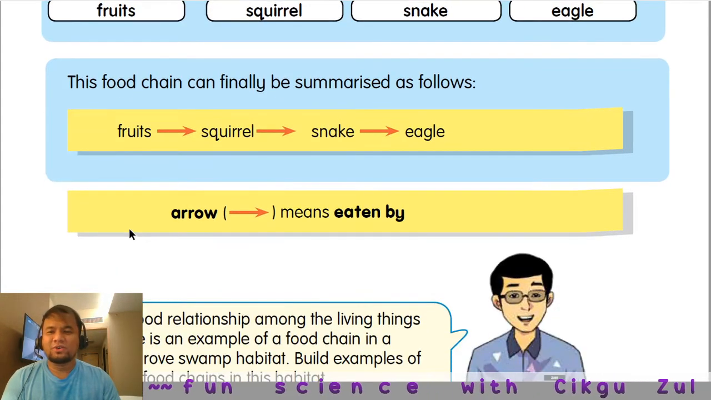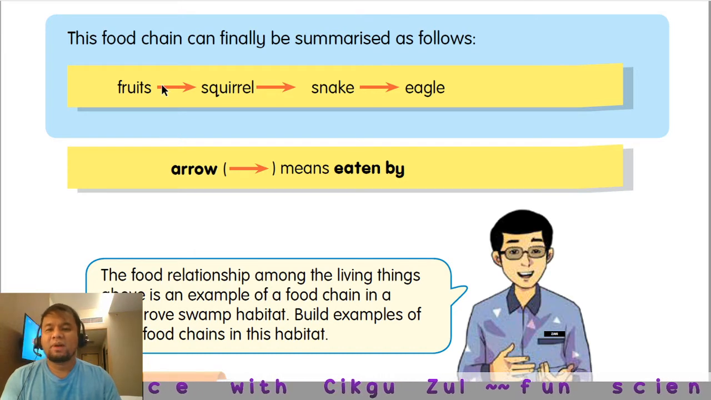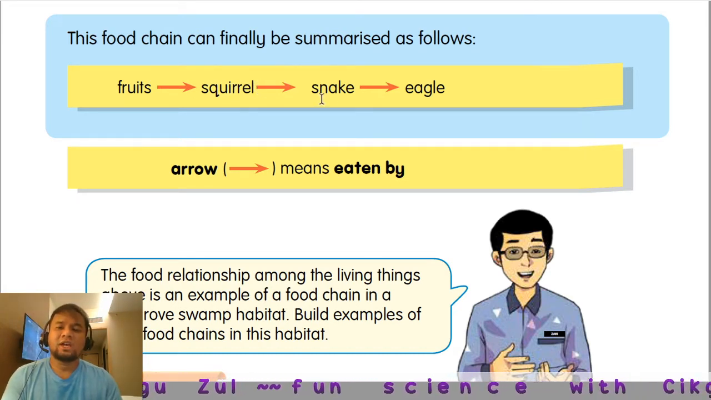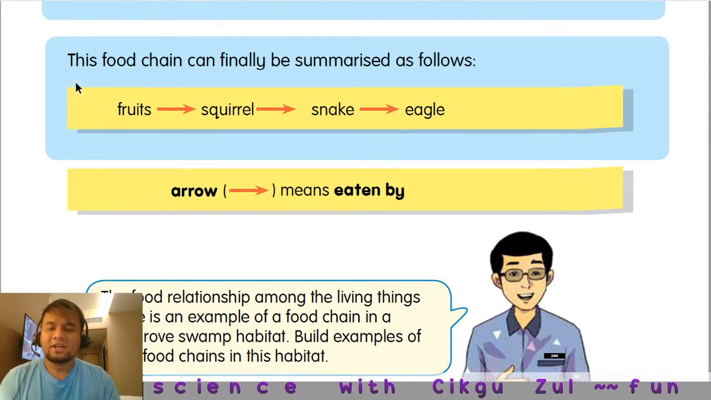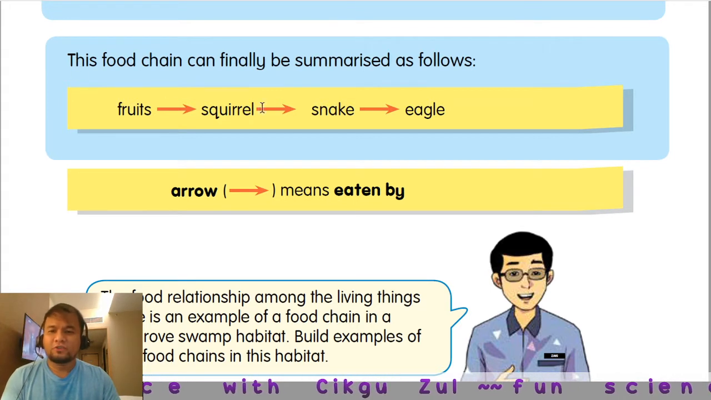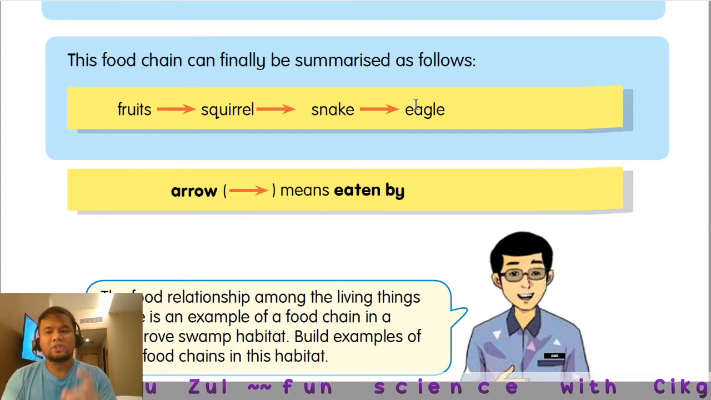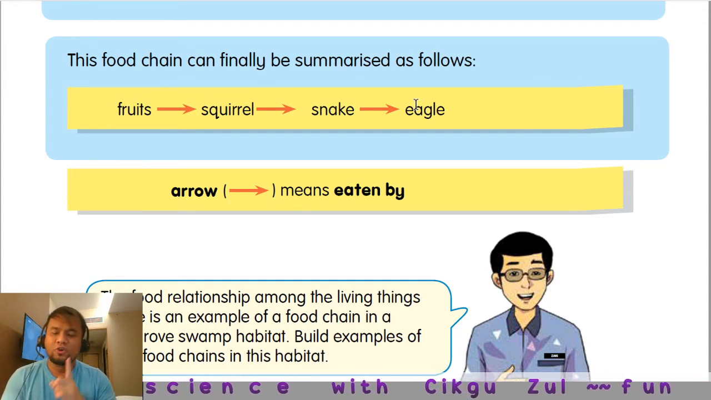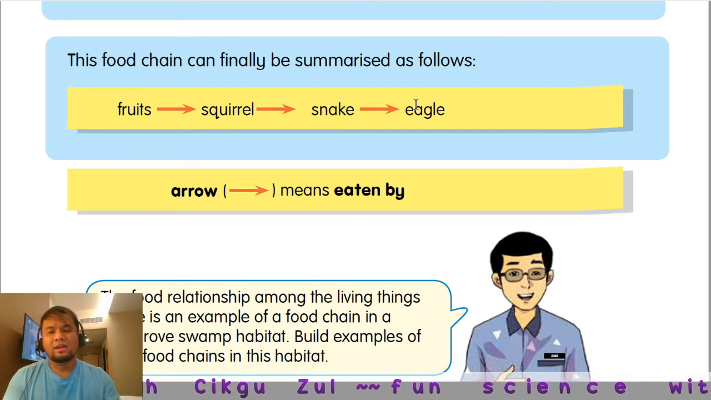Okay, so we use the word fruits, the arrow, eaten by squirrel, eaten by snake, eaten by eagle. And that is how we construct the food chain. Senang saja, tuliskan saja, use the correct arrow and make sure the direction of the arrow is also correct, and you just put it in one line.